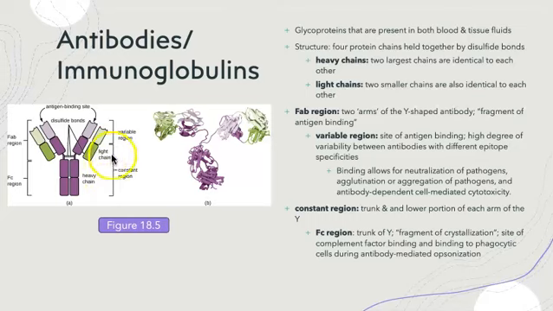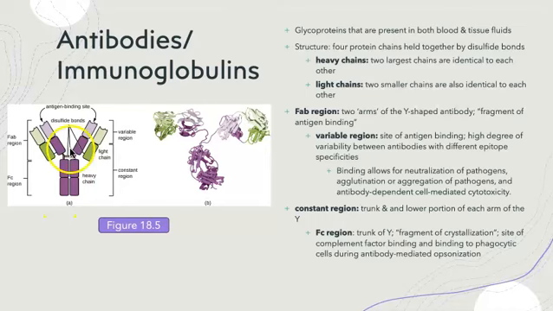The other region that gets created is this constant region. And just like the name says, it's going to allow this structure to stay constant as the trunk of our Y antibody shape. And majority of the constant region is made up of our FC region. So FC stands for fragment of crystallization, and it's where the complement factor binding will take place and also allow us to bind to phagocytic cells during something called antibody-mediated opsonization.